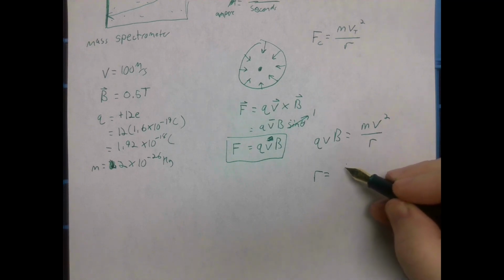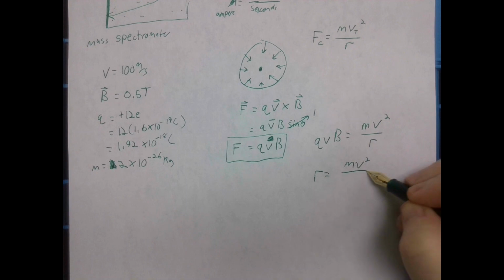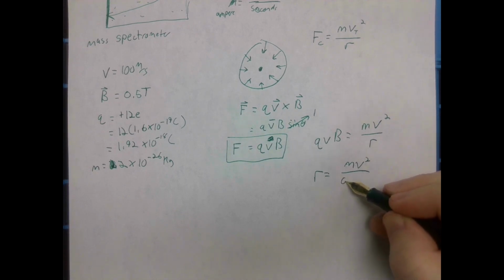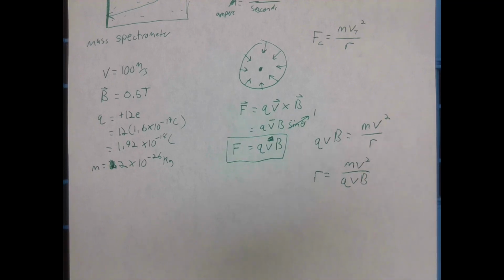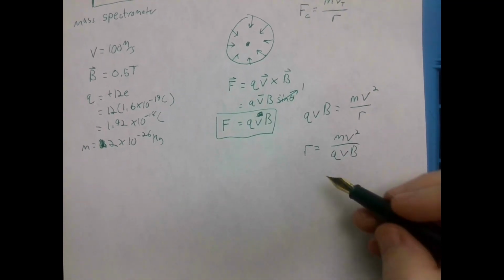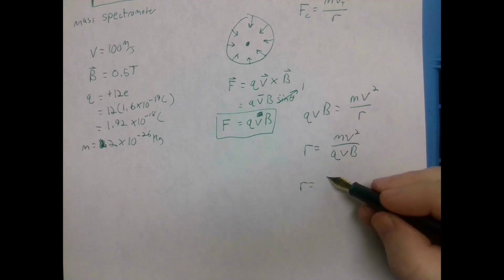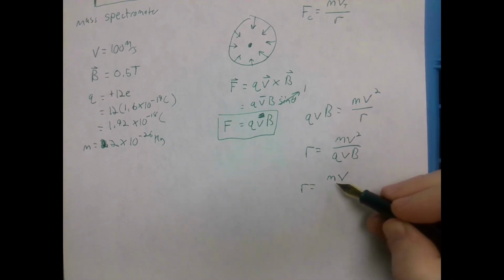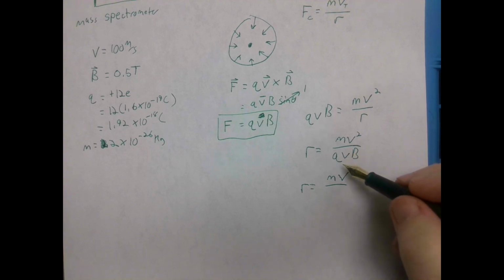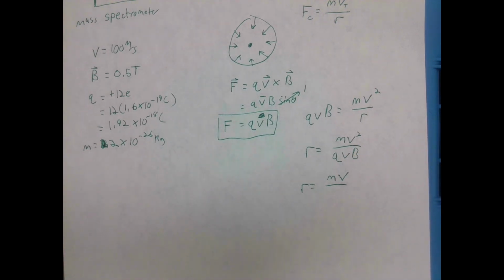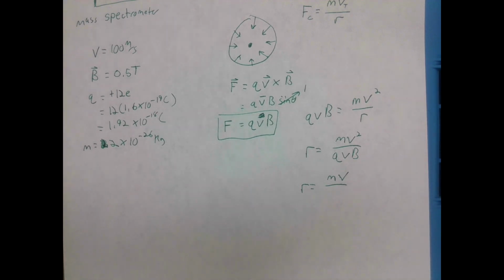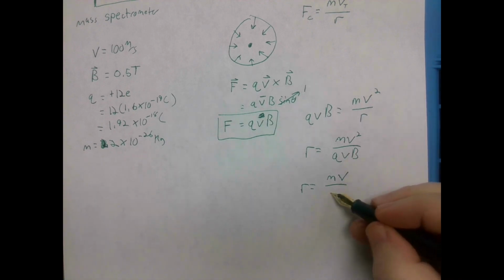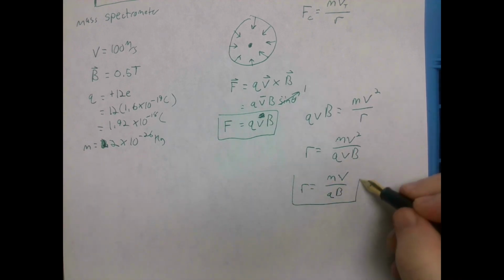the mass times velocity squared over the charge times the velocity times the magnetic field. And one of the velocities is going to cancel out. Obviously, if it's not moving, it would just be spinning in a circle. And so if its velocity was 0, it would be a radius of 0, which wouldn't be a circle. Hence, you can't divide by 0. But this is the equation for the radius.